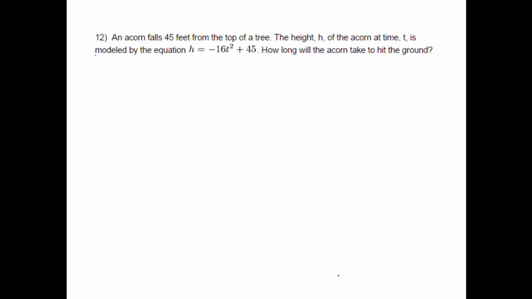Okay, number 12. An acorn falls 45 feet from the top of a tree. The height h of the acorn at time t is modeled by this equation. How long will the acorn take to hit the ground? Well, hitting the ground would mean we have a height of 0. So in this formula, we're going to put 0 in for our height. So our equation is going to be 0 equals negative 16t squared plus 45.